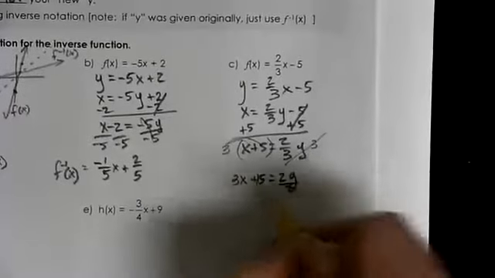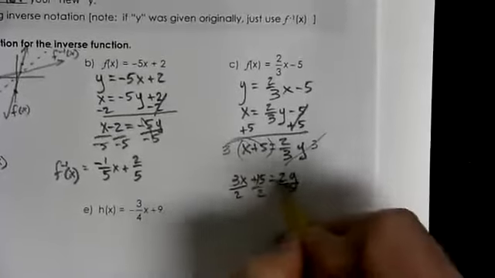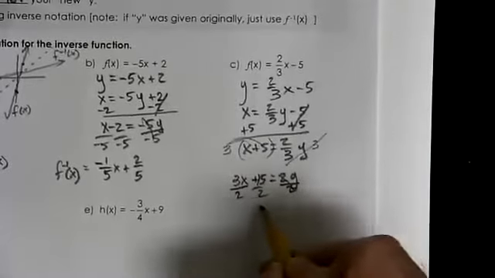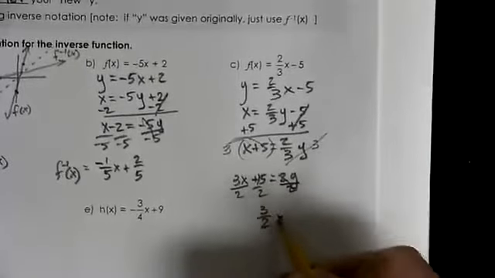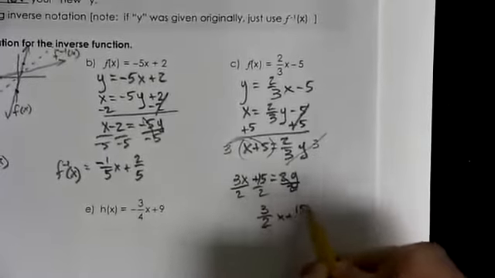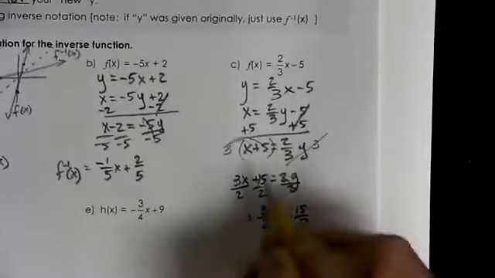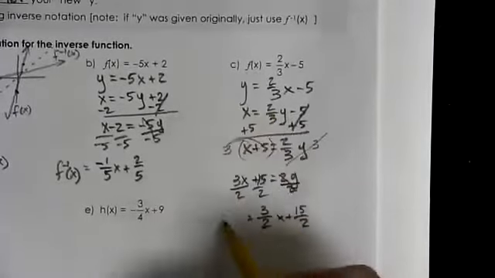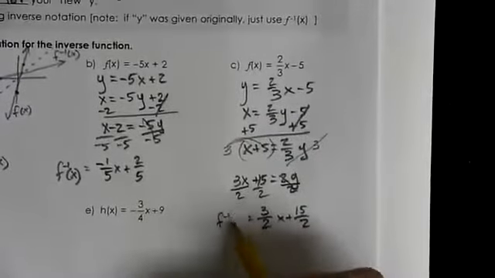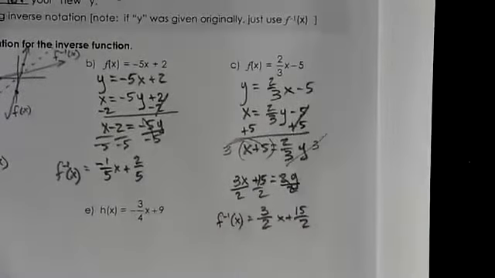Then we would divide by 2 to each term. So that's going to be 3/2 x plus 15/2. And we could call that f inverse of x.